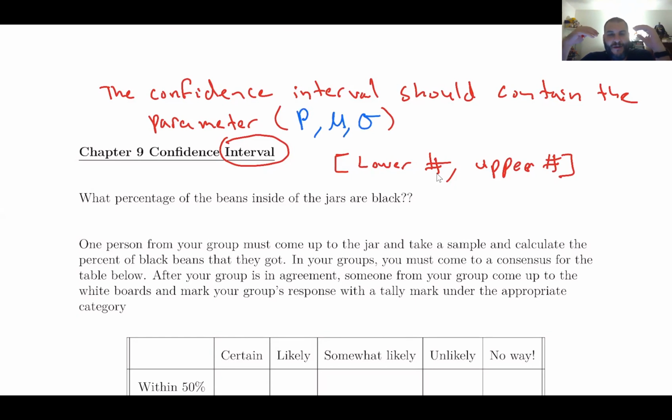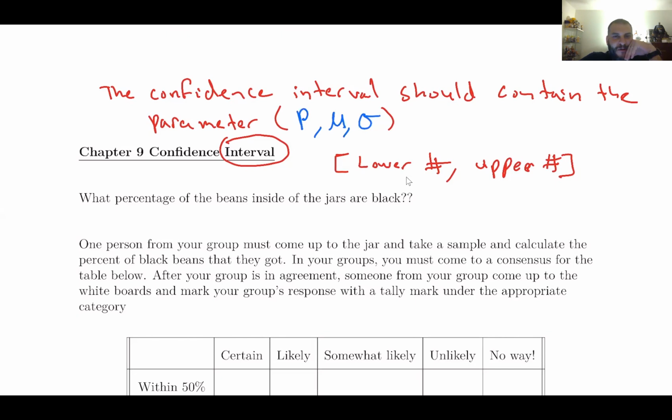So kind of think about it. We don't know what the parameter is, but our confidence interval should help us find what the parameter should be. It's not going to tell us the exact parameter, but it should tell us the range that our parameter should be in. So it should tell us the parameter is between 1 to 5, or between 20 to 25, something like that. Any questions in regard to that so far?